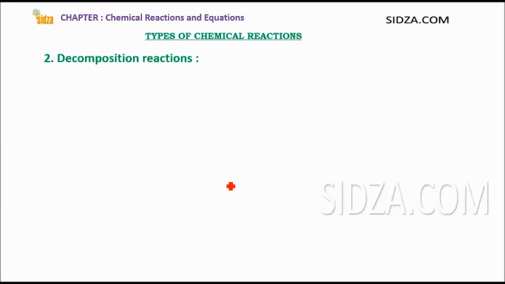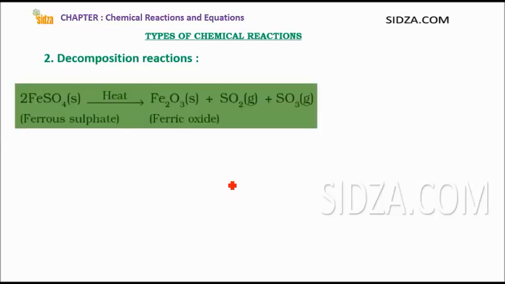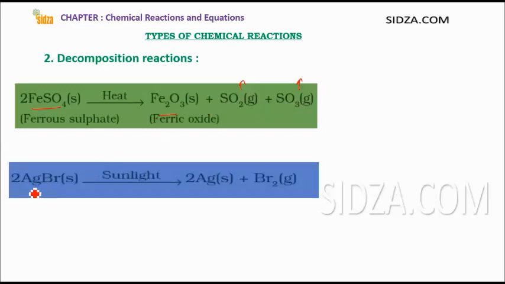Another decomposition reaction, let's have a look at this one. Ferrous sulphate: once you heat it, you get ferric oxide, sulfur dioxide and sulfur trioxide. So one substance, ferrous sulphate, breaks down into three new substances. This is a decomposition reaction. Another reaction: silver bromide, similar to silver chloride, on exposure to sunlight breaks down into silver and bromine. So you get metallic silver here, and the bromine. Again, this is a decomposition reaction.